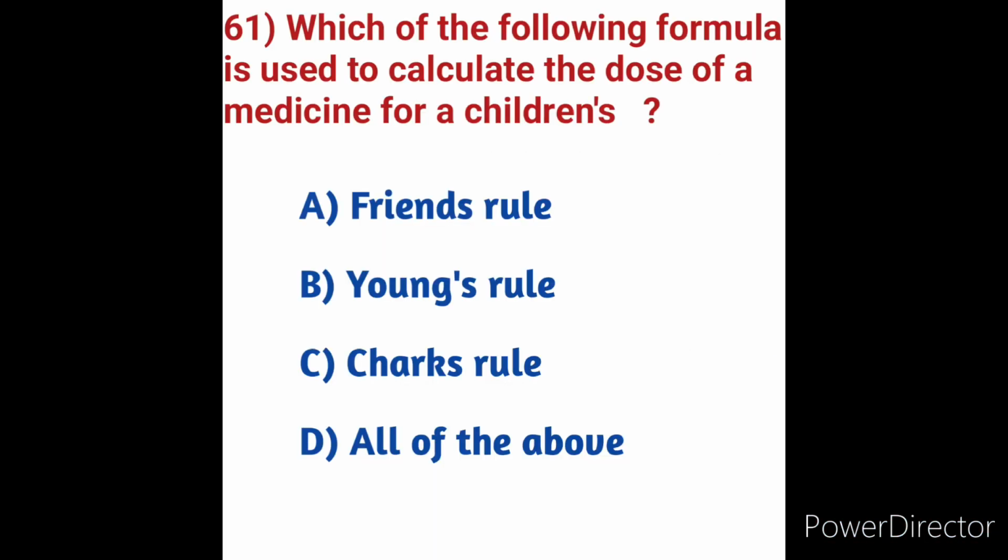Question number 61. Which of the following formulas is used to calculate the dose of a medicine for children? From the following formulas, which can we use to calculate the dose of a medicine for children? We will see the options. Option A, Friend's rule. Option B, Young's rule. Option C, Clark's rule. Option D, all of the above.